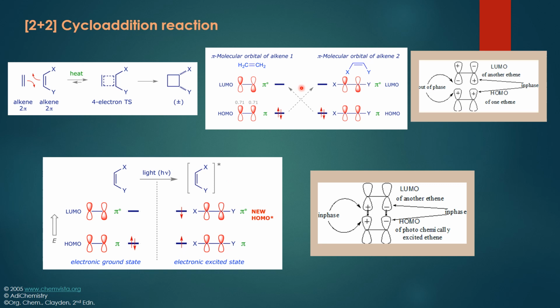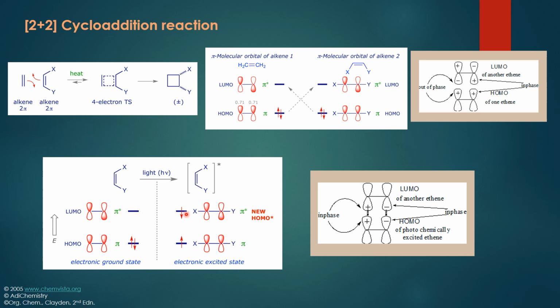In the thermal condition, in the heat condition, the HOMO of one alkene interacts with the LUMO of the other alkene. That means pi interacts with pi star, and hence one will be in phase and the other will be out of phase. But when it comes to the photochemical condition, the HOMO of one alkene, that means the excited alkene's pi star, interacts with the LUMO of the unexcited alkene.